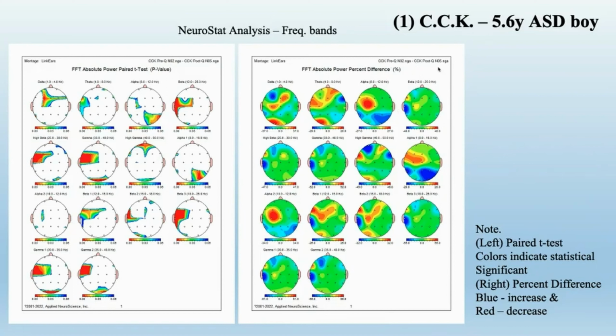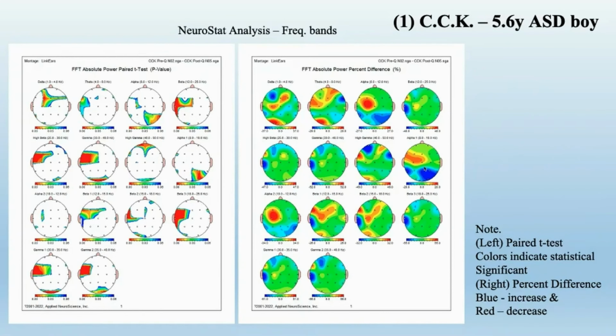For the right side, it is the percentage change. Since we use the pre-Q minus the post-Q, if you find the blue color here, it means this part is increasing. In alpha 1, 8 Hertz to 10 Hertz, there is quite a lot of increase in the amplitude, and that is also statistically significant. So we can see that with just a few sessions of neurofeedback, we have a lot of changes over different frequency bands, which is very good for us to study and explore the effect of combining light and neurofeedback.